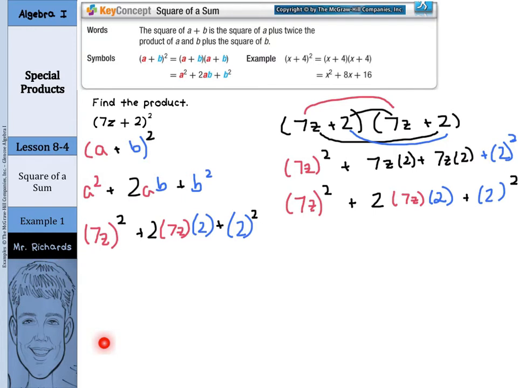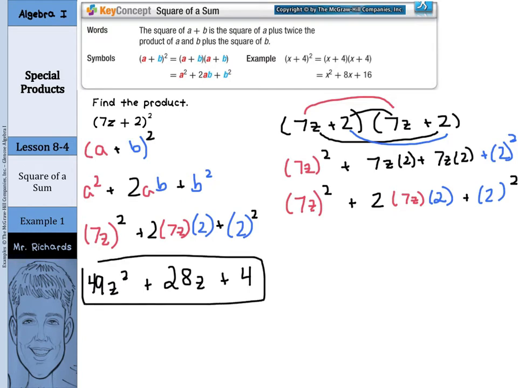Now, to finish, 7z squared is 49z squared plus 2 times 7z is 14z times 2 is 28z, and 2 squared is 2 times 2, which is just 4. So this square of a sum rule is a shortcut where we use our first term and call it a, our second term and call it b, and we can say a squared plus 2 times ab plus b squared will be my answer.